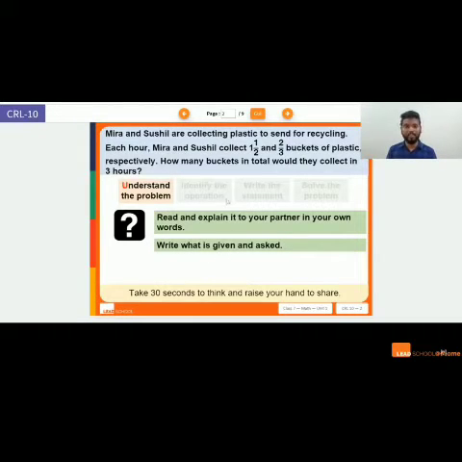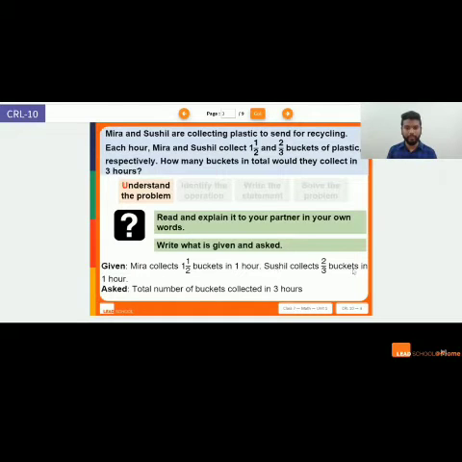So I know what is given. I know Meera and Sushil collected 1.5 and 2/3 buckets of plastic. Respectively means one after the other. And then what are they asking? How many buckets in total would they collect in 3 hours?